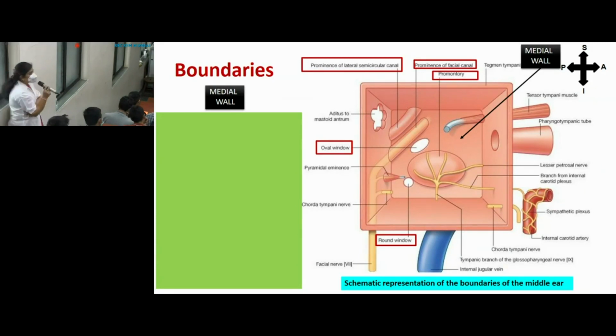Yes. So basal turn of cochlea produces, yes, what is your roll number? Leave the class.